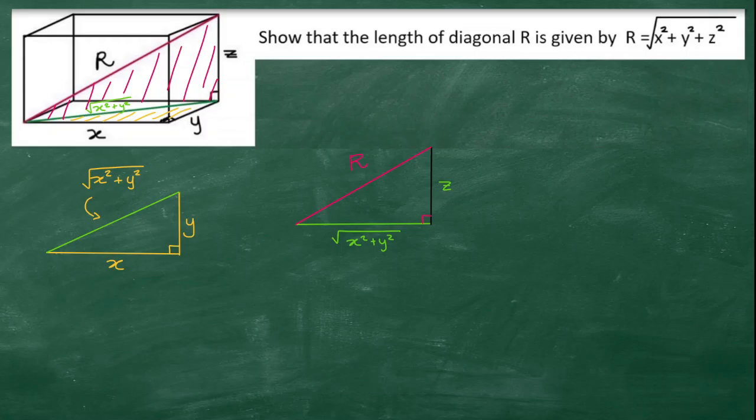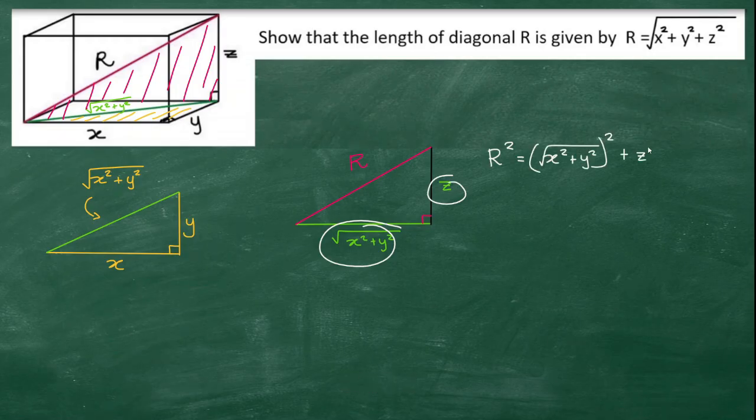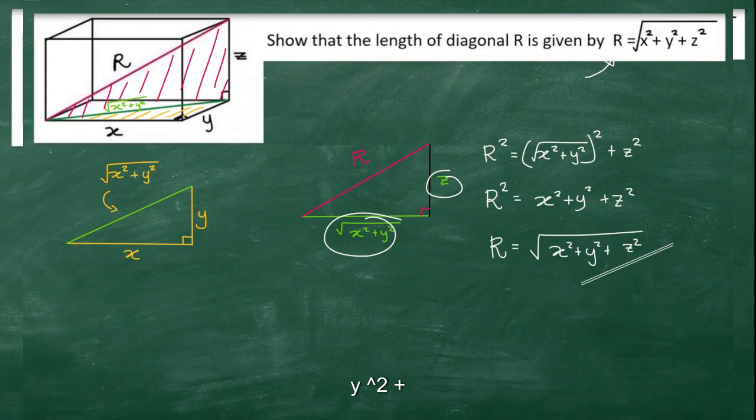We can write R squared is equal to this one squared plus this one squared. So, x squared plus y squared square root squared plus z squared. When you square the thing with the square root, it gets cancelled out. So it's just x squared plus y squared, and I have this z squared at the end. Now I need to find R, so let's root it. R is equal to square root of x squared plus y squared plus z squared. That is the final answer.